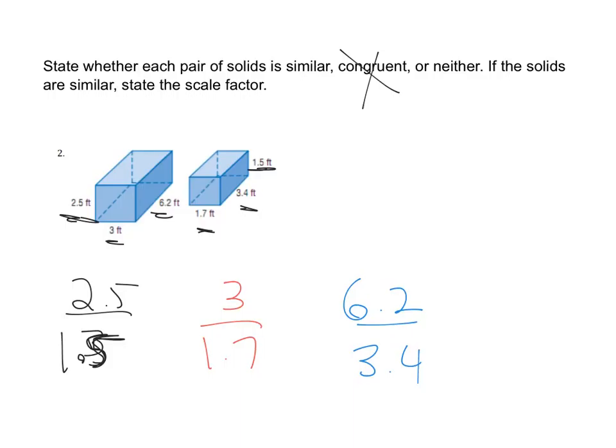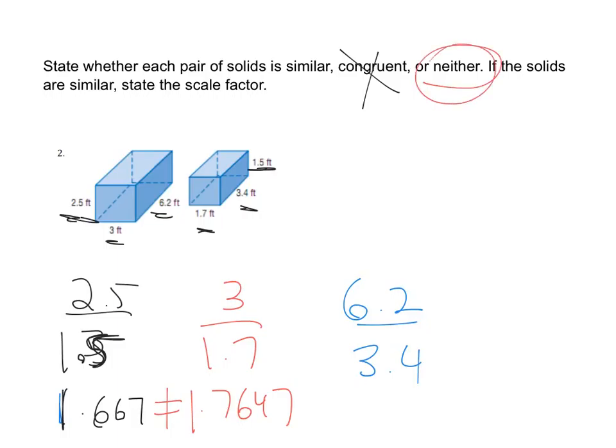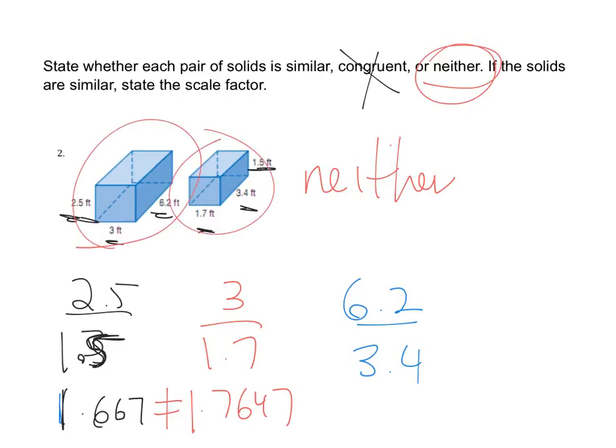If you're not comfortable with simplifying, then just throw in a calculator, that's fine. 2.5 divided by 1.5 becomes 1.667, and 3 divided by 1.7 becomes 1.7647. Those two are not equal, so that's going to be neither. They're not similar and they're not congruent. They're just both cubes, or both prisms.